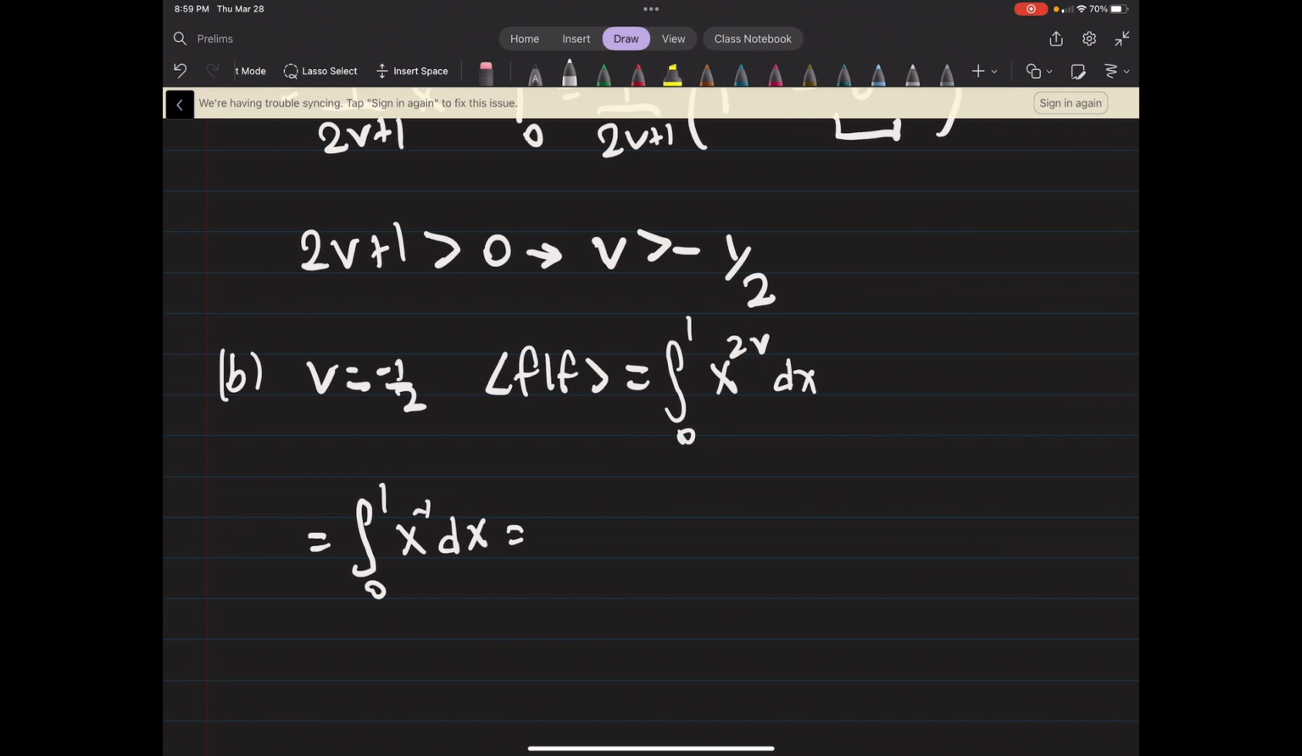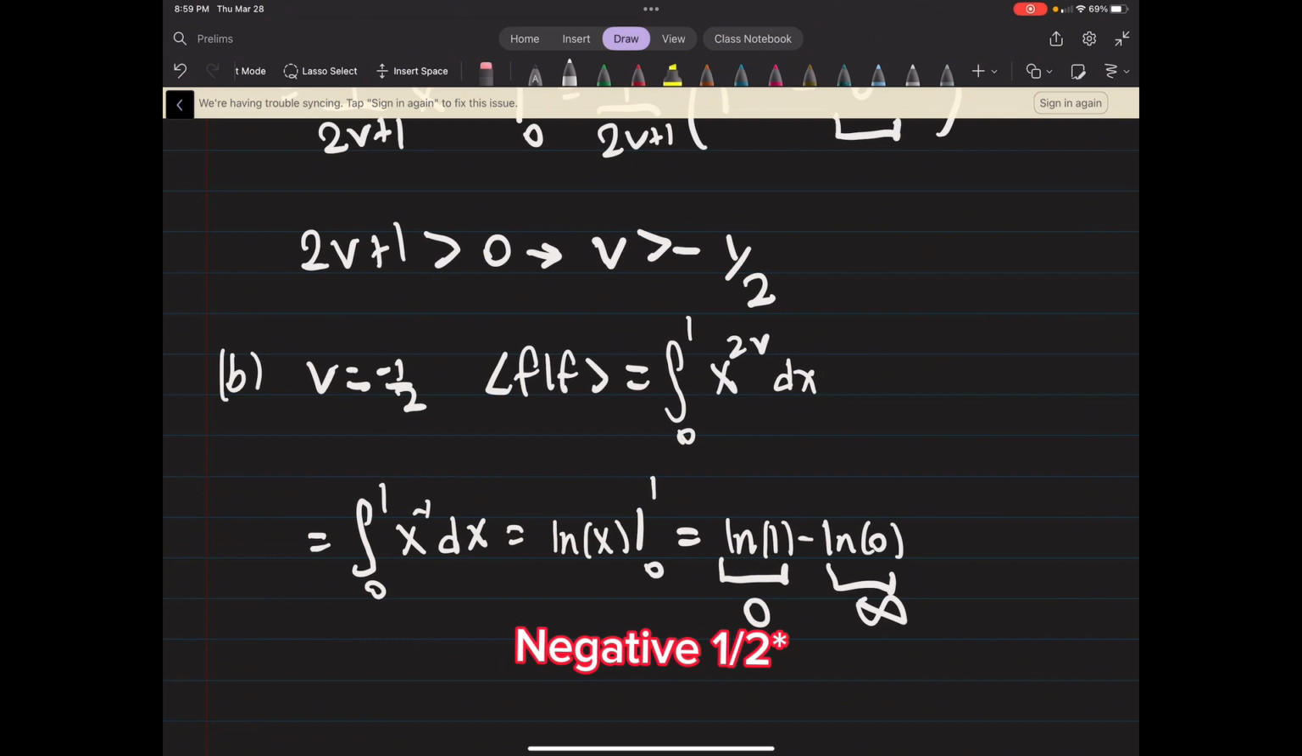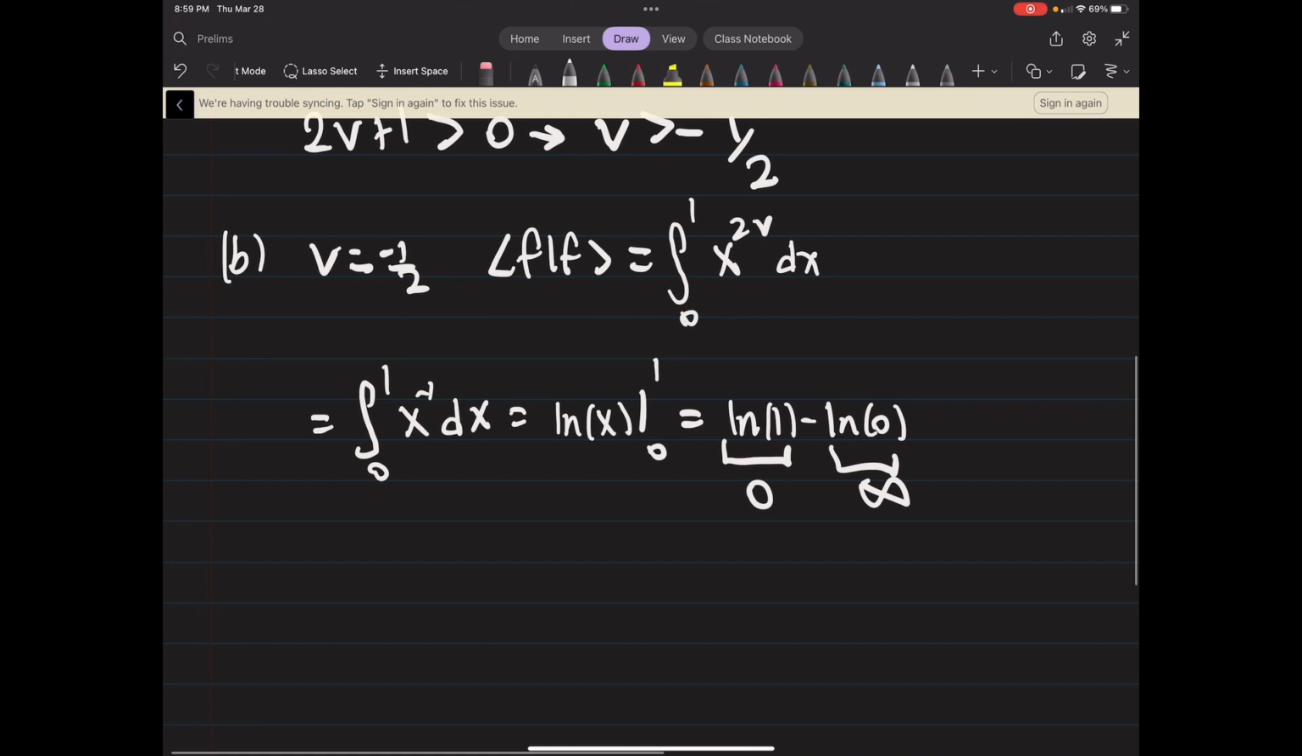and the integral of 1 over x is just the natural log of x evaluated from 0 to 1. So this is the natural log of 1 minus the natural log of 0. The natural log of 1 is 0, and the natural log of 0, well, that has an asymptotic behavior, so that blows up to infinity. So evidently v cannot be minus 1/2, so it's a strict inequality. So we see that that is a problem.